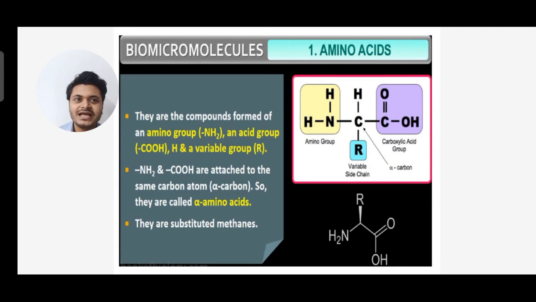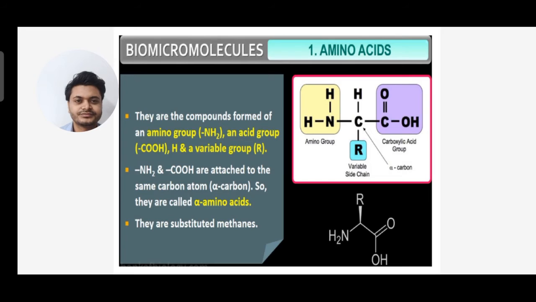In one hand, the right hand, there is a carboxylic group, that is COOH group, and the left-hand side is amino group, NH2. Right, and in the third hand is the hydrogen, and the fourth hand is the R group, alkyl group. It's a variable side chain.